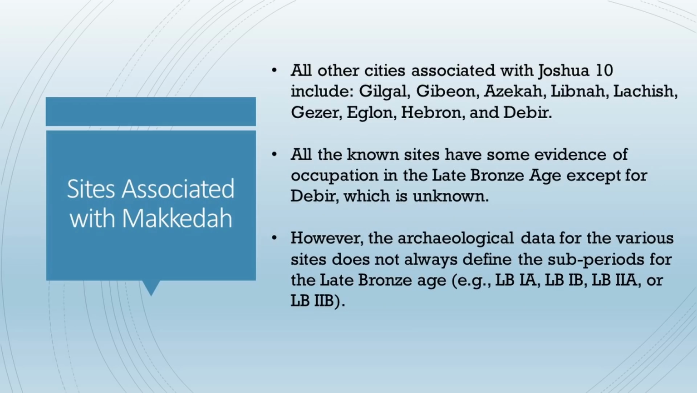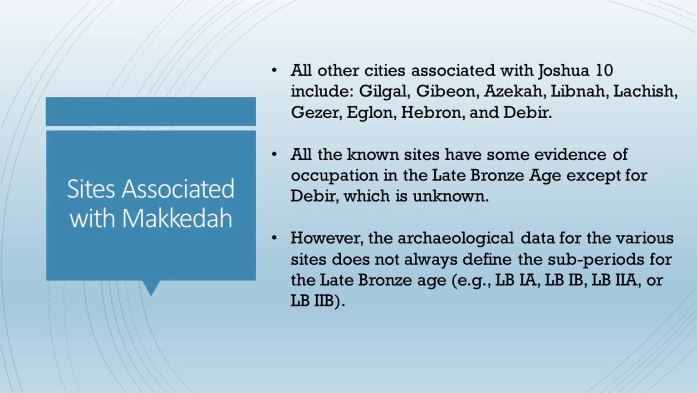Other cities associated with Joshua 10 include Gilgal, Gibeon, Azekah, Libnah, Lachish, Gezer, Eglon, Hebron, and Debir, in that order. All the known sites have some evidence of occupation in the late Bronze Age, except for Debir, which is relatively unknown. However, the archaeological data at some of the sites will mention LB1, LB2. Some of the sites just mention late Bronze Age, so they don't really define the sub-periods that well. I have a bunch of slides for the different sites and what the significant finds are, but for sake of time, they're at the end, and if I have time, I might go through some of them, or if you have any questions about them.